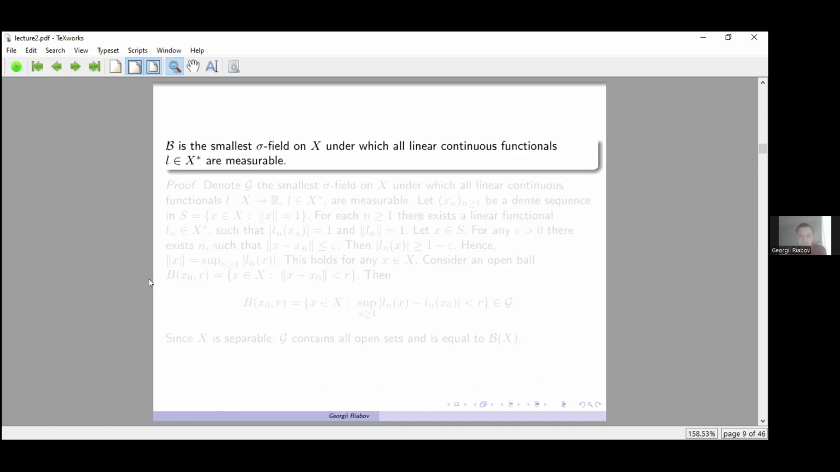Now, one more fact that I need is that the Borel sigma field on X is the smallest sigma field under which all linear continuous functionals are measurable. We need this so that this implies that every measurable function on X is actually a function of some sequence of linear continuous functionals on X.